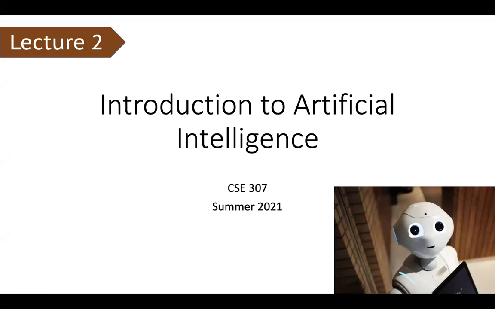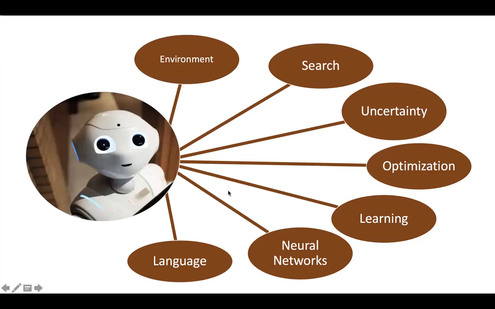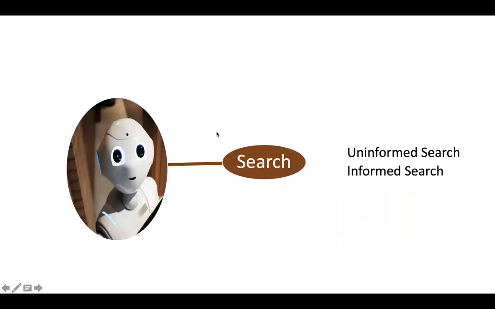Now we will move to the second part of our lecture. We have discussed environment and AI agents in the environment. Now we will look at search. Talking of search, we have two kinds of search, uninformed search and informed search.